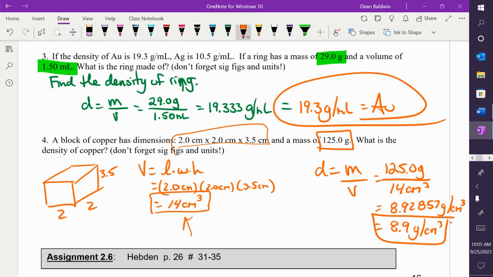There's the questions from Hebden. I don't have a sheet for this. You don't have a sheet for this, do you? No. So there's questions from Hebden. You can either use it in the link on your phone. There's Hebden books over there.